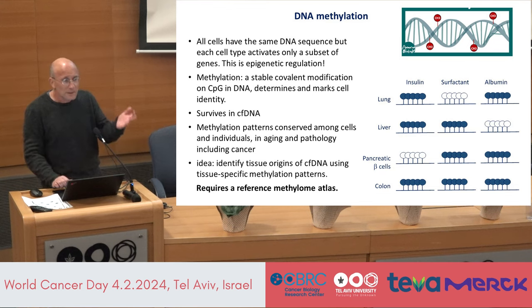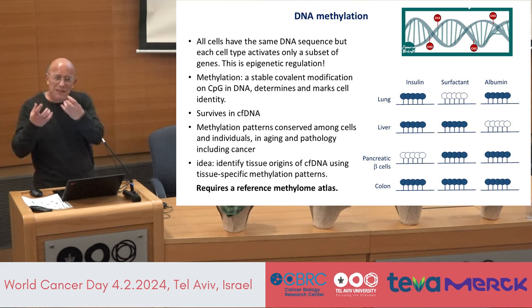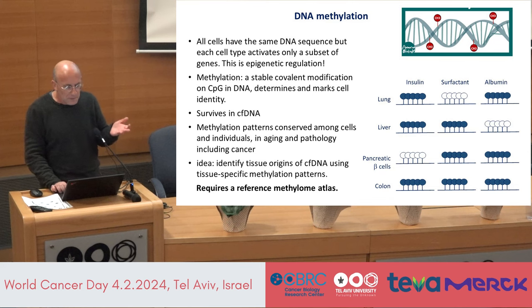And we know a lot about DNA methylation. It's a stable covalent modification on CpG in DNA, and it's determining cell type identity. Therefore, it's not really a marker. It is a determinant of cell identity, and since it's covalent, it survives in cell-free DNA. And the methylation patterns are really conserved among cells of the same type and among individuals. They're largely conserved in aging and in pathology conditions, including in cancer.